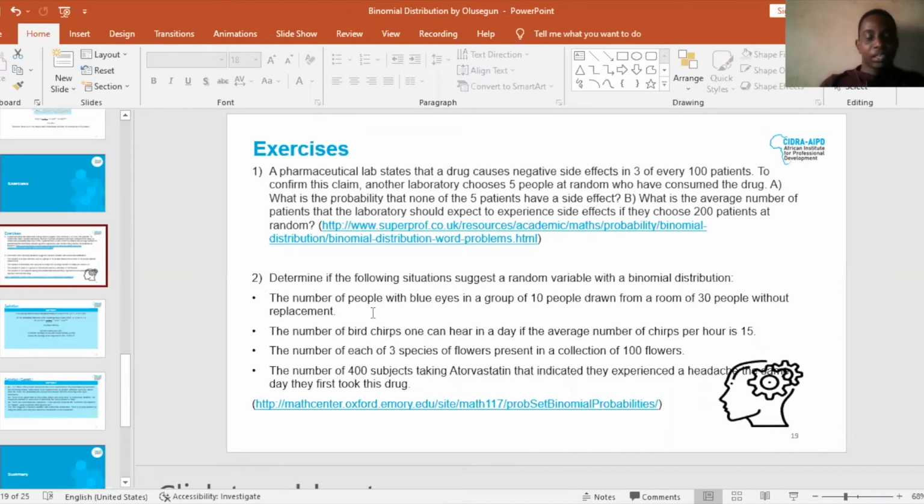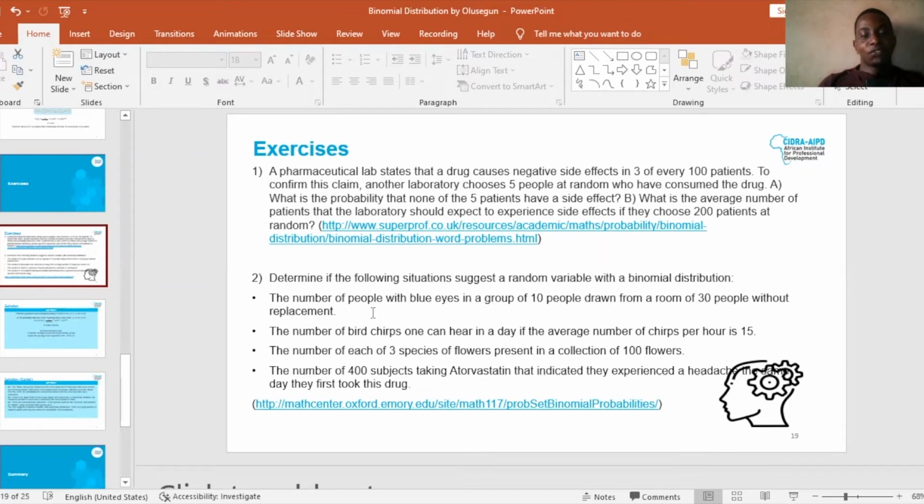So exercise 1. A pharmaceutical lab states that a drug causes negative side effects in 3 of every 10 patients. To confirm this claim, another laboratory chooses 5 people at random who have consumed the drug. A. What's the probability that none of the 5 patients have a side effect? And B. What is the average number of patients that the laboratory would expect to experience side effects if they choose 200 patients at random?